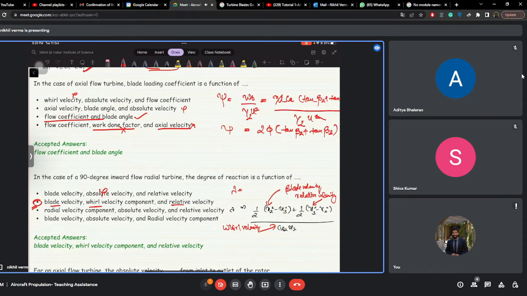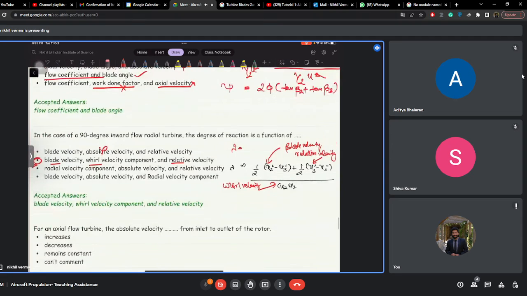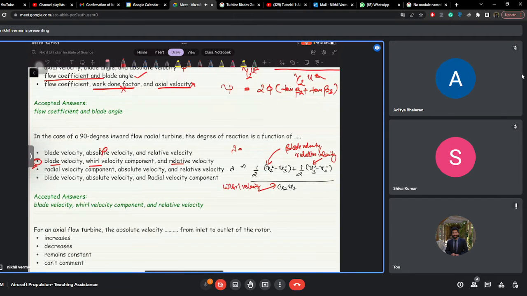Okay, can you please answer this question? For an axial flow turbine, the absolute velocity: does it increase, decrease, or remain constant from inlet to outlet of the rotor? So how will you go ahead with this problem?